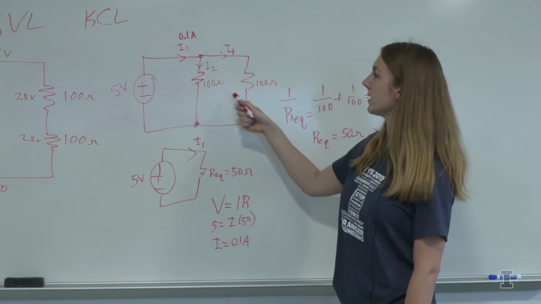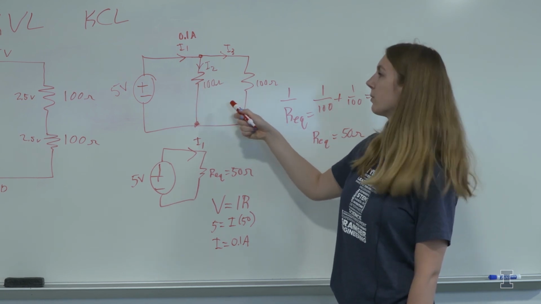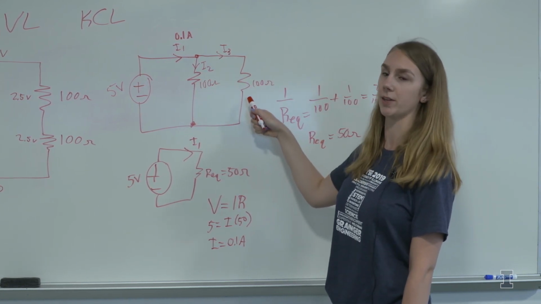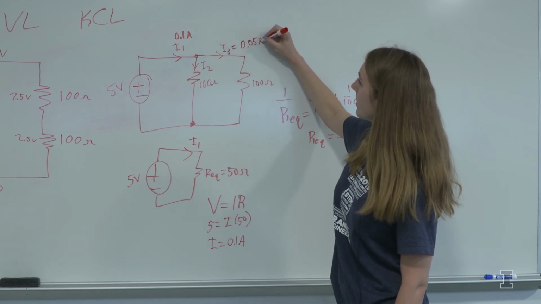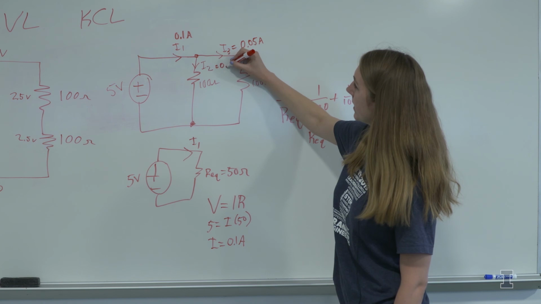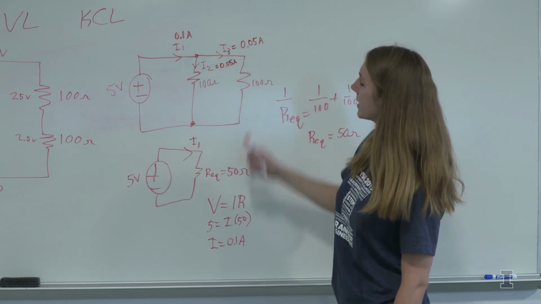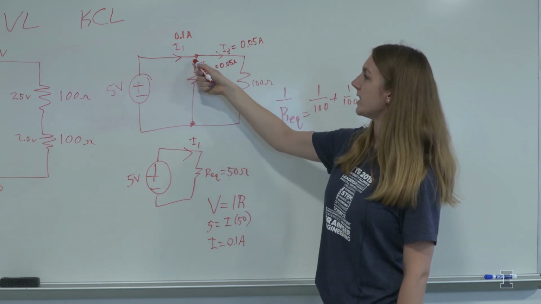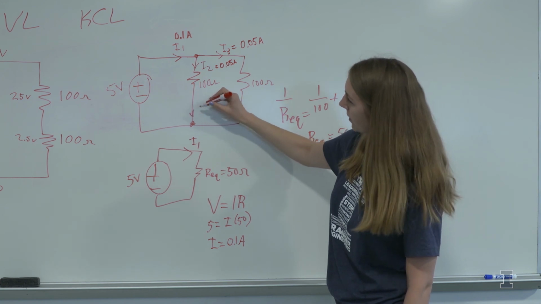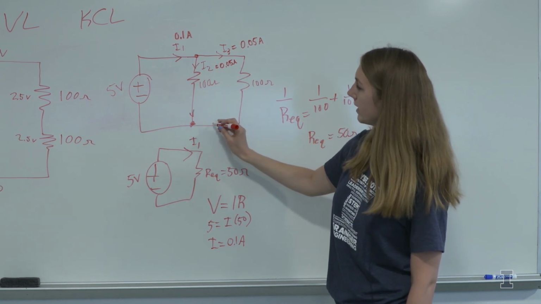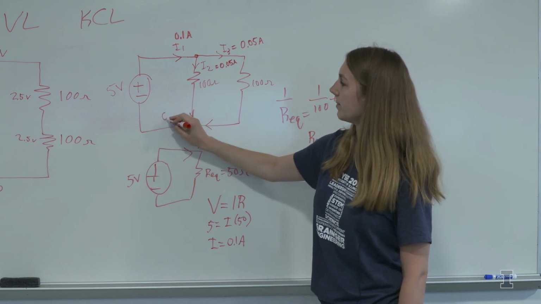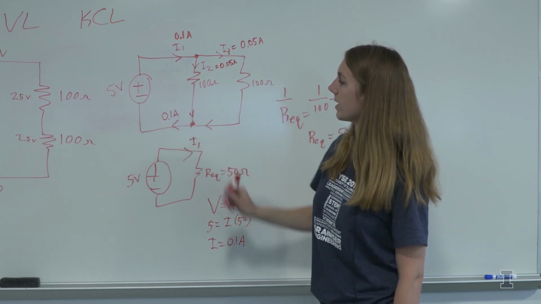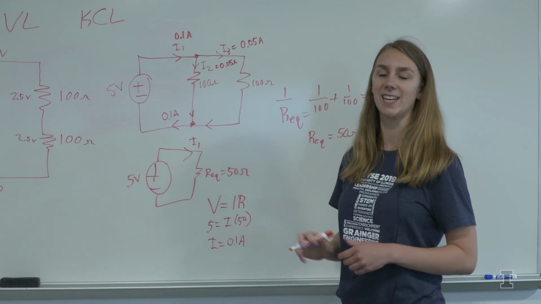And we know because these resistors are equal, we're going to have equal amounts of current flowing through them. So we have I3 is 0.05 amps, and I2 is 0.05 amps. So the same case happens to this node. You have 0.05 amps flowing in, 0.05 amps flowing in. Those sum back to your original 0.1 amps. So that's KVL and KCL.